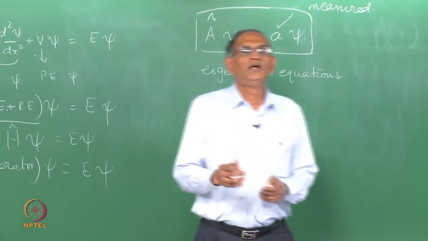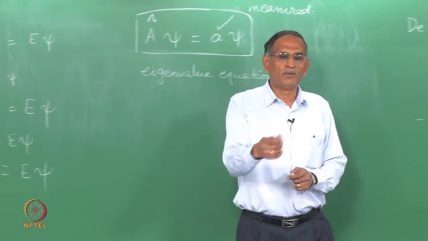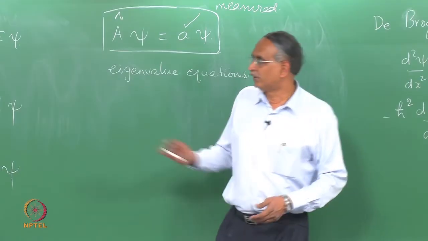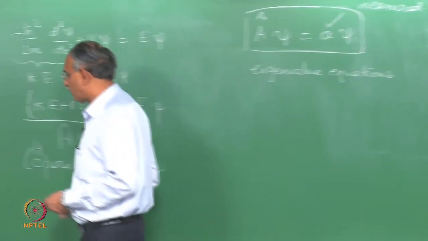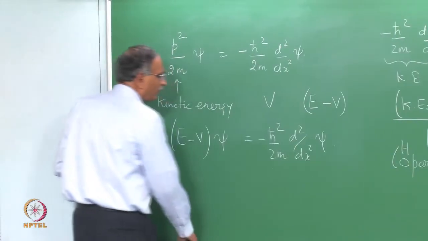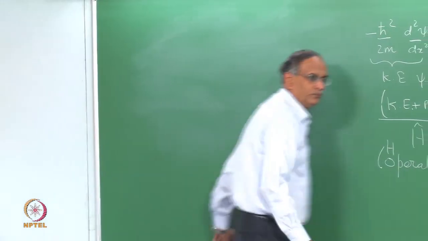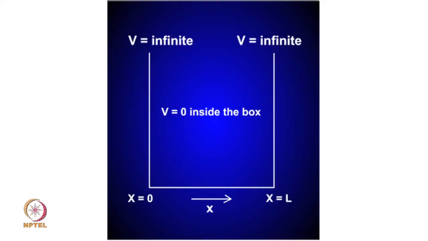So, let me give you some small problems associated with whatever we have done right after this, but then we will go to the next part, namely how do we solve this for the specific case of a simple model. Now, what is a model? Let us look at the model now of the particle in a one dimensional box.